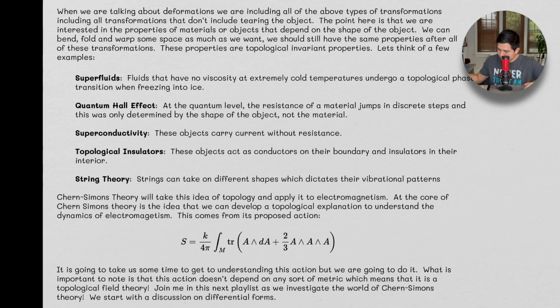Okay, so here's some examples of topological notions that occur in physics. Superfluids, right? So fluids that have no viscosity at very cold temperatures undergo some topological phase transition when freezing into ice, right? So you could sort of think of this as a fluid that has some topological property, again, that doesn't depend on a metric. So it's like the number of holes, if you will. But then the topological phase transition is going to say go from 2 holes to 1 hole, right? So the properties fundamentally change under this phase transition. So a phase transition can be thought of as a topological transformation of this fluid.